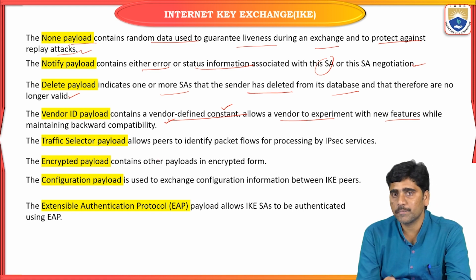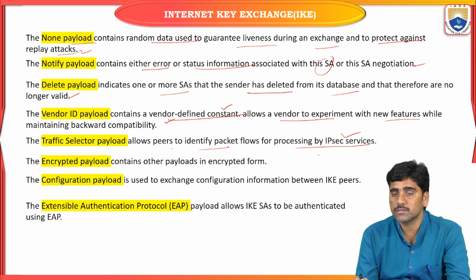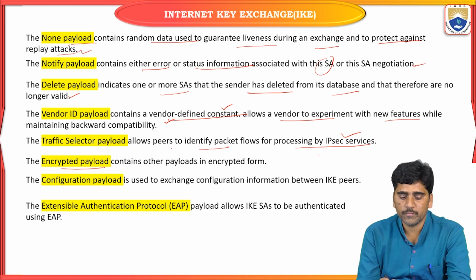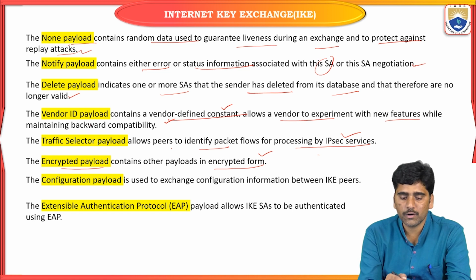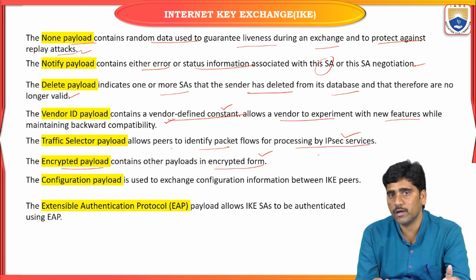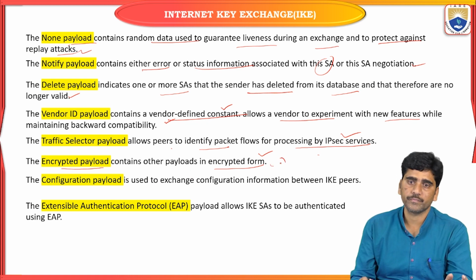And the traffic selector payload allows peers to identify packet flows for processing by IP security services. And the encrypted payload contains other payloads in encrypted form. The encrypted payload contains other payloads like the delete payload, notify payload, nonce payload, and vendor ID payload, all in encrypted form.